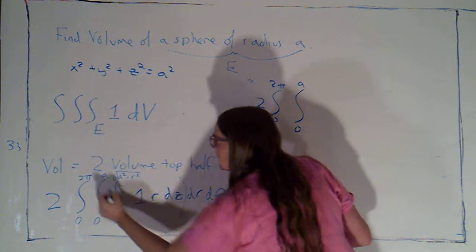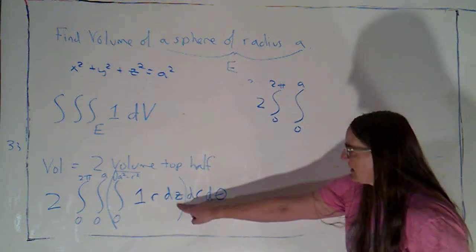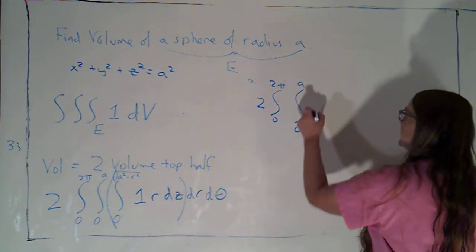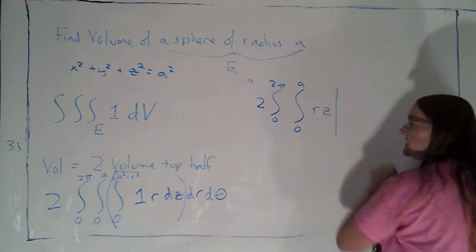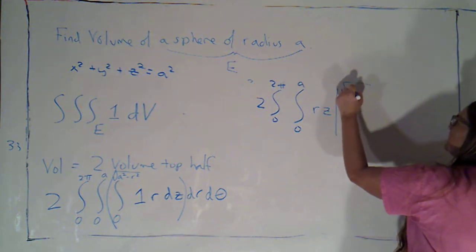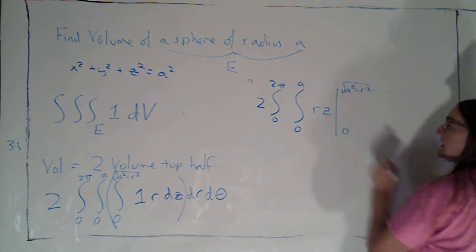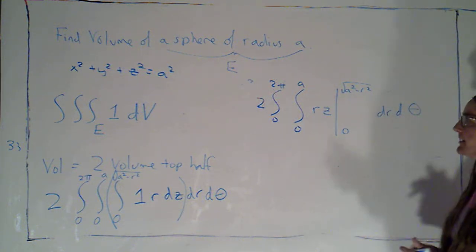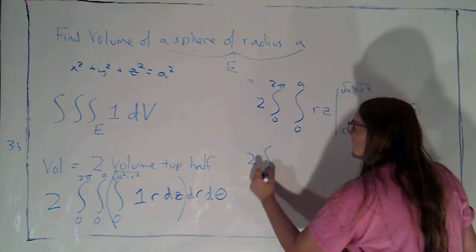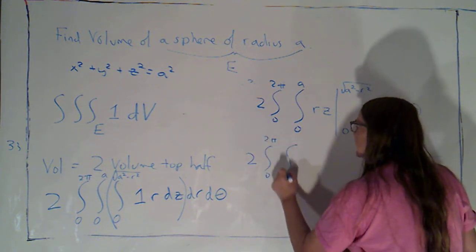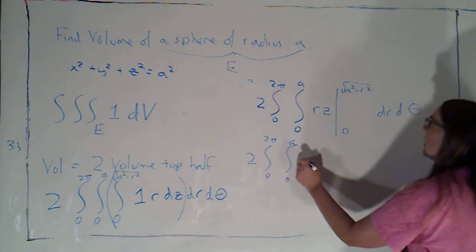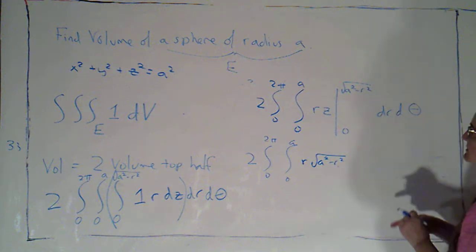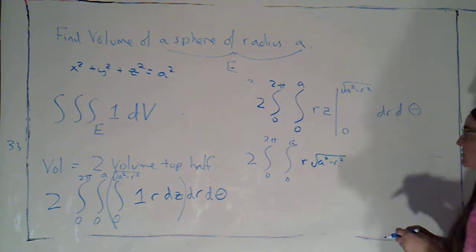If I do this inner integral with respect to z, an antiderivative of r with respect to z is just r times z, and we're evaluating that between root a squared minus r squared and 0. Then we'll still have to integrate that dr d theta. So I'm going to have 2 times the integral from 0 to 2 pi, integral from 0 to a, r times the square root of a squared minus r squared, minus r times 0, which is just 0.